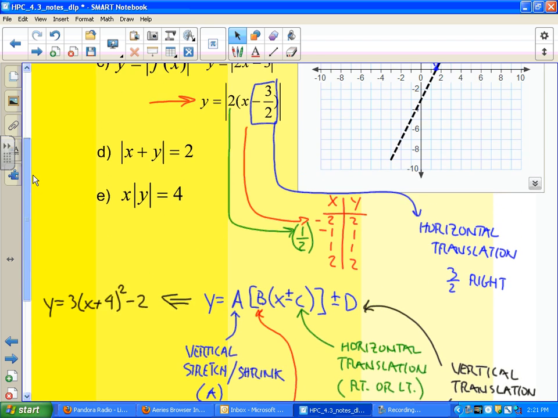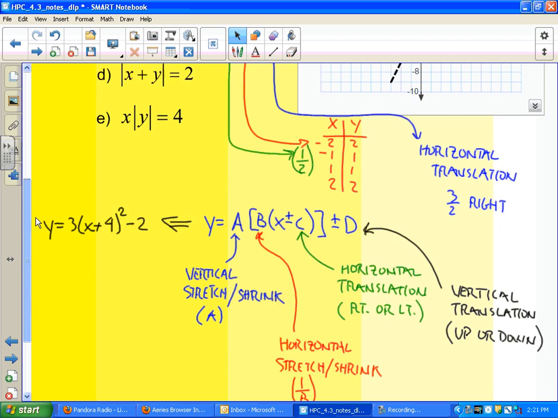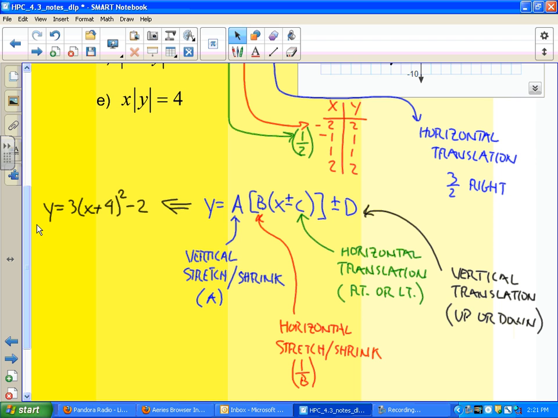All right. So that's called our transformation equation. It's generic to any function that we're working with. Cubics, roots, whatever. We can apply it to anything.